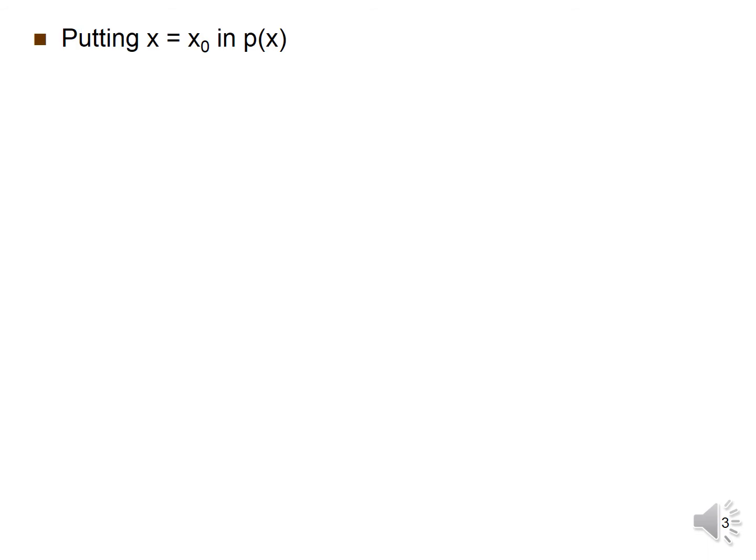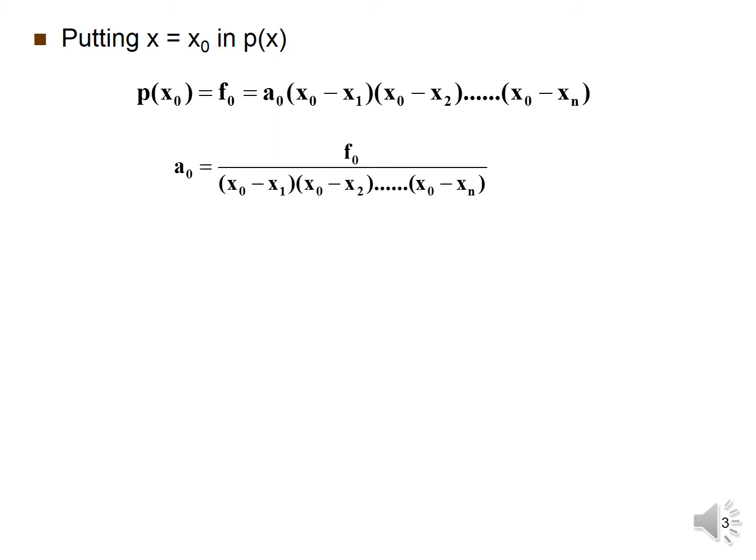Now we put x is equal to x0 in p(x). Our first term remains, and all other terms become 0 because all other terms have the (x minus x0) factor, which becomes 0. So finally p(x0) is equal to f0, which is equal to the first term of the polynomial, a0 (x0 minus x1)(x0 minus x2) up to (x0 minus xn). Now we find a0 from here: a0 is equal to f0 divided by this product.